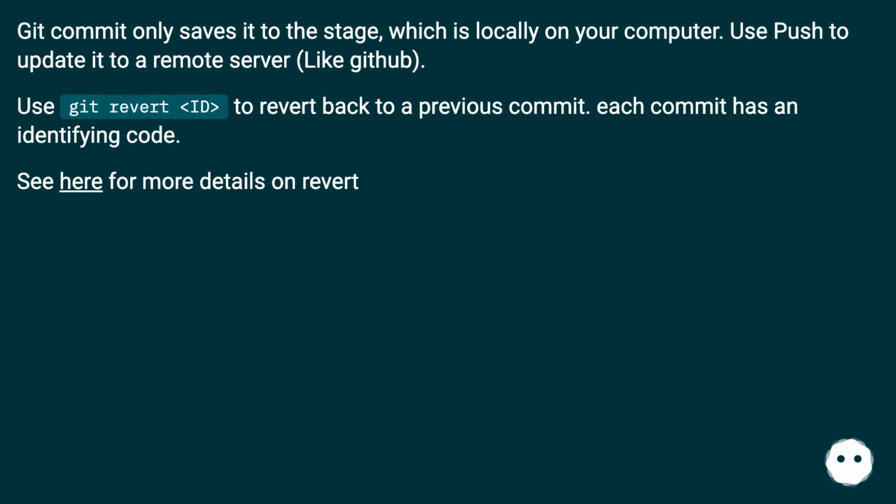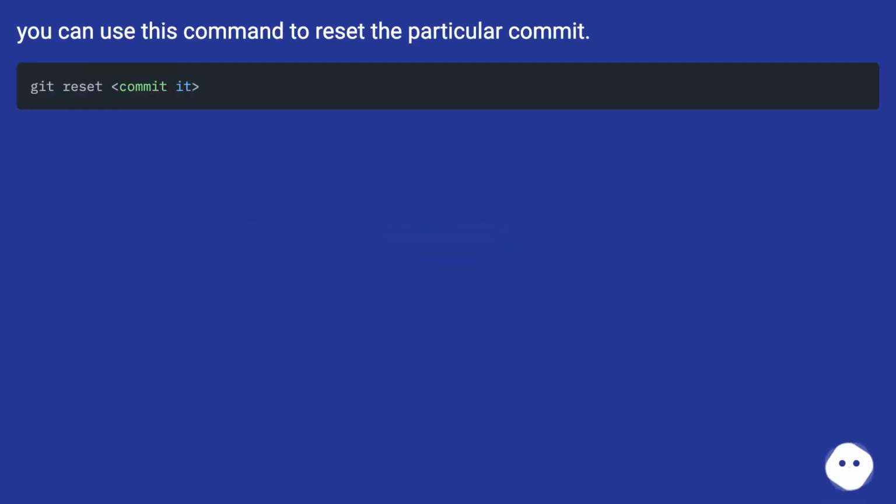Git commit only saves it to the stage, which is locally on your computer. Use push to update it to a remote server, like GitHub. Use Git Revert to revert back to a previous commit. Each commit has an identifying code. See here for more details on Revert. You can use this command to reset the particular commit.